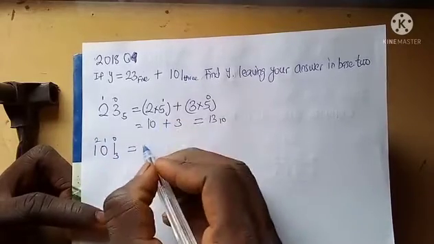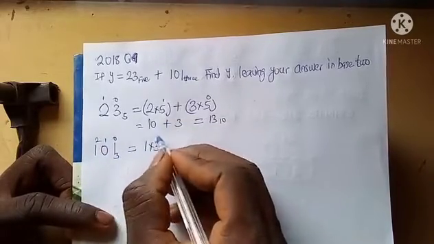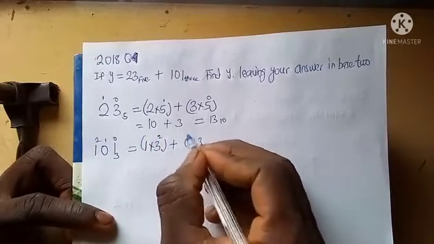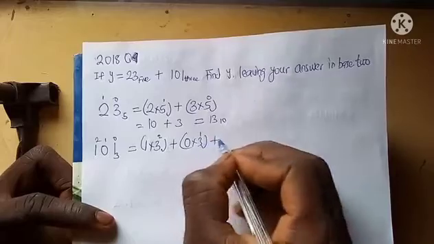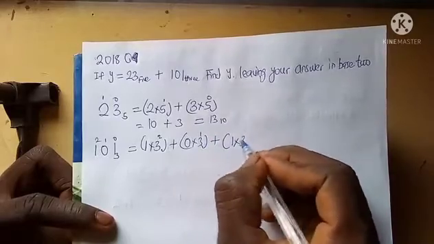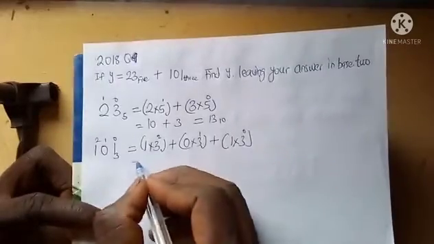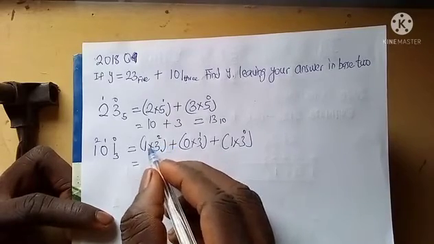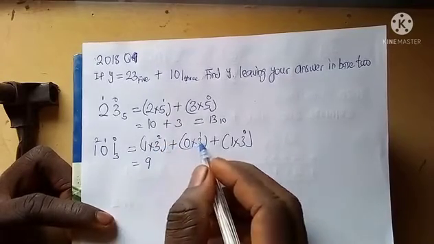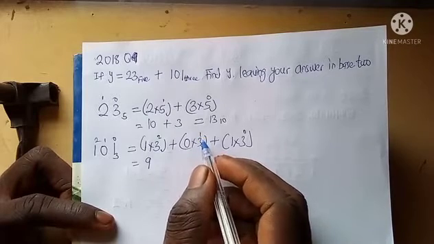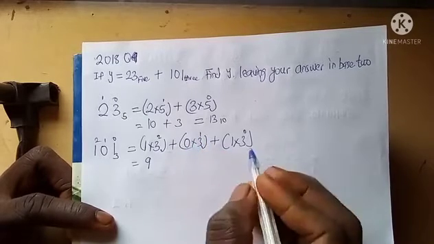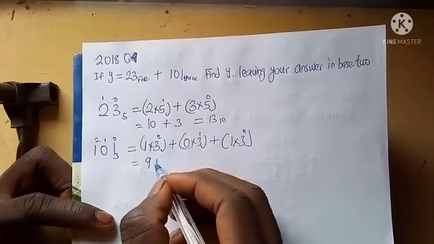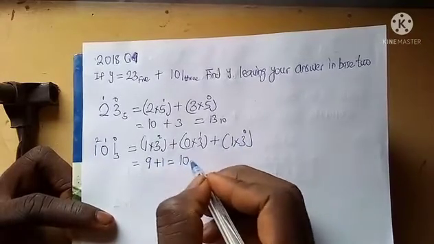Base 3. So 1 multiplied by 3 raised to the power of 2, plus 0 multiplied by 3 raised to the power of 1, plus 1 multiplied by 3 raised to the power of 0. So 3 raised to the power of 2 is 9. 9 times 1 is 9. This is 0. And we have 1, because 3 raised to the power of 0 is 1. That's 10.